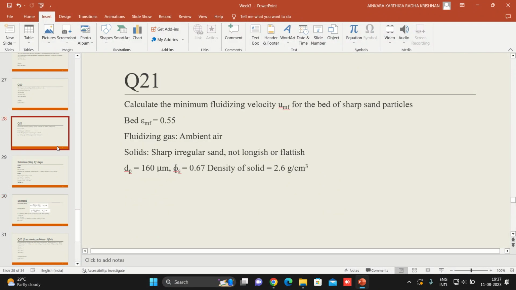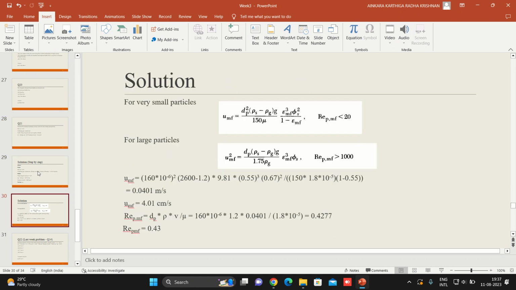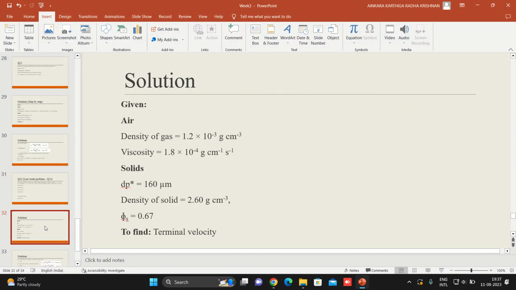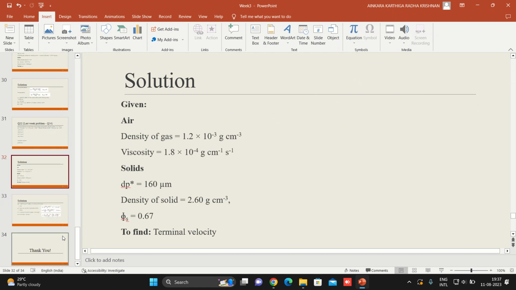After this we saw how to calculate the minimum fluidizing velocity for a bed of sharp sand particles. All the properties are given and the solution we have seen on the next page. And this was a question from last week where some discrepancy was observed compared to the method that we used last week. So to avoid that, I have given a clearer way. This approach is found in the Kunii and Levenspiel book. So you can use this.